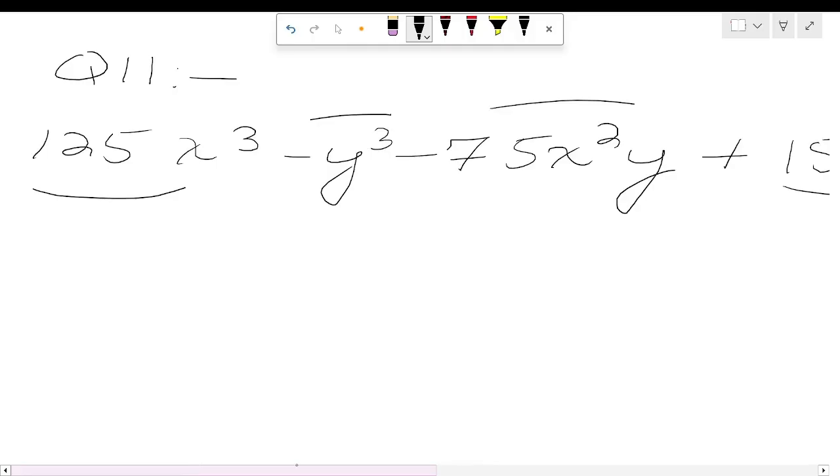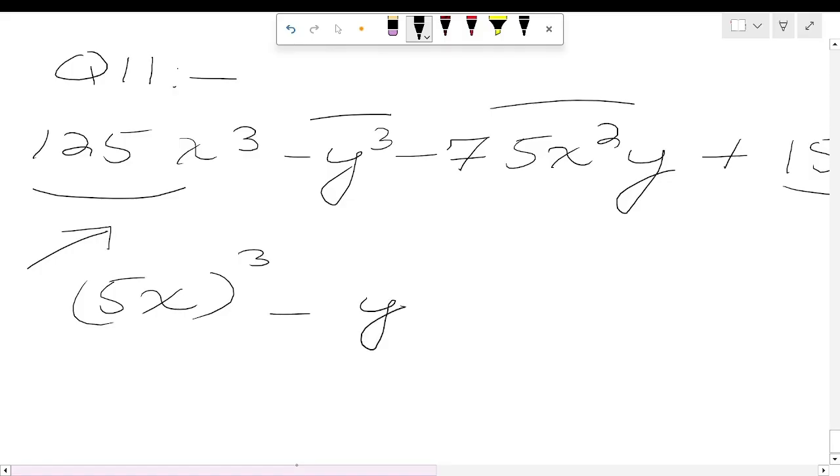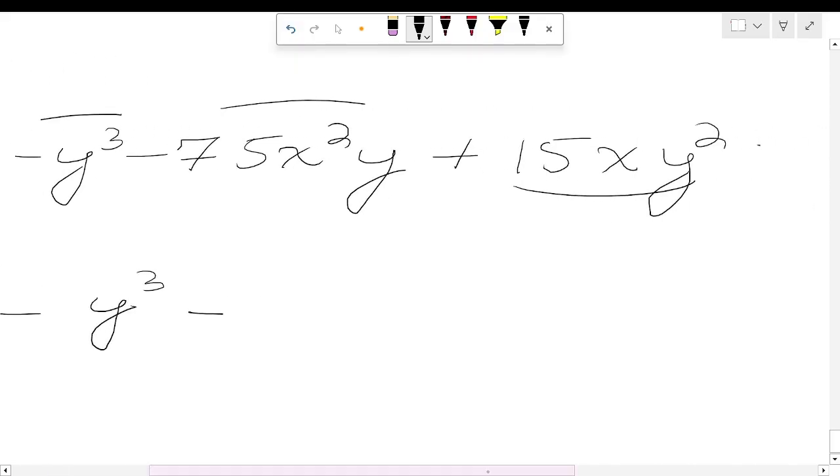I'll basically simplify and expand this term, which is 125x cube. It can be written as 5x whole cube. It is just the same as 125x cube. Then y cube being simplified will just be y cube. Then we'll subtract. As you can see, we have 75x square y and 15xy square. So the common value between them is 15. Why? Because if we divide 75 with 15, the resultant will be 5. So let's type 15xy here.